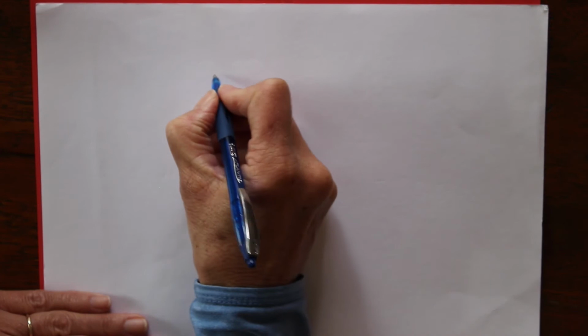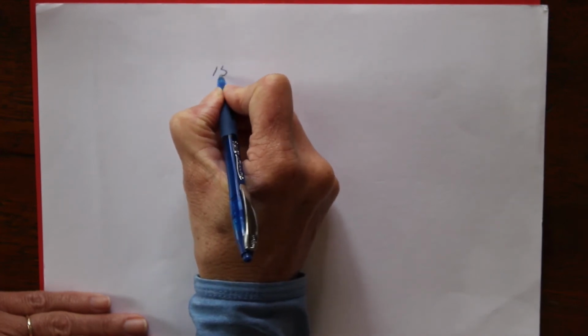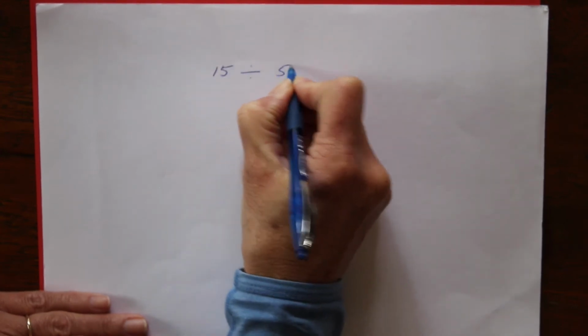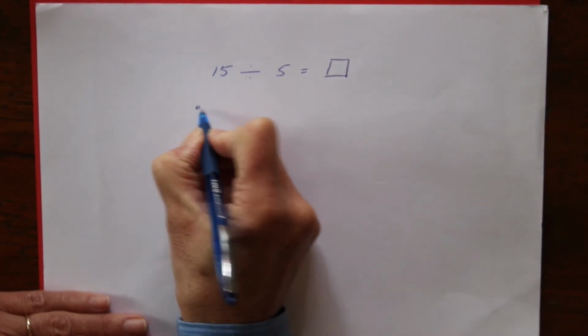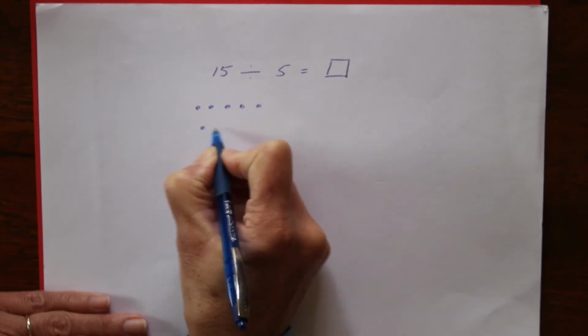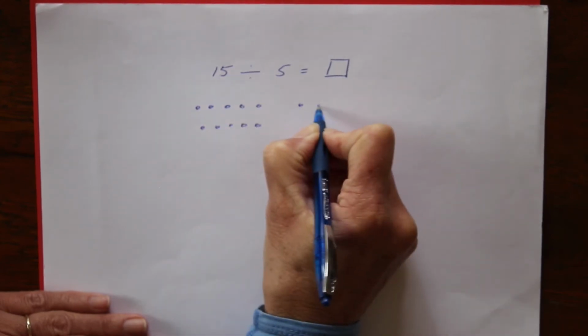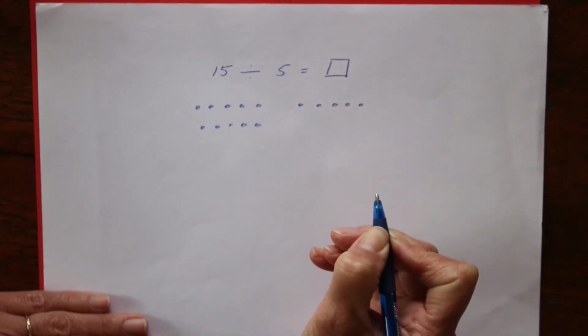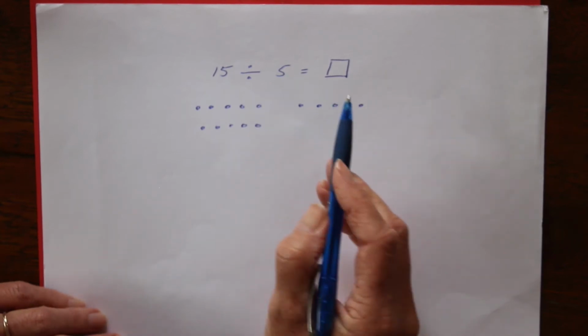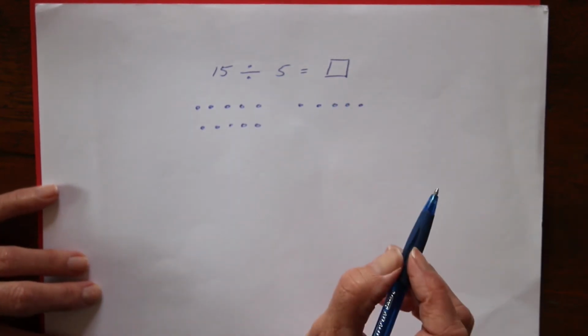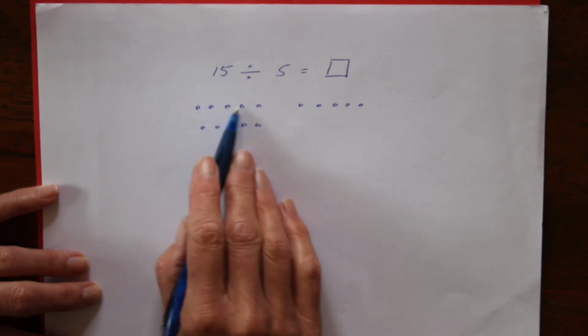For example, we are very used to drawing out problems. So say, for example, I have the division problem, 15 divided by 5 equals what? We don't know the answer yet. We're very used to drawing out the problem, and as we draw it out, it helps us to solve it. This is one way that we can still do, but we're going to find that knowing our times tables is much, much better.